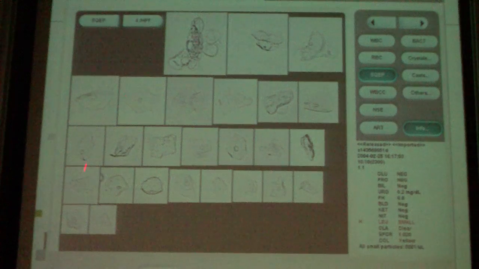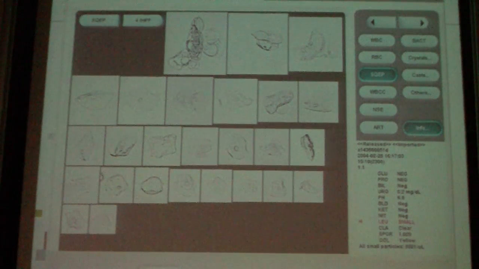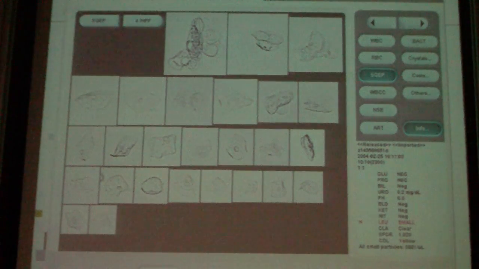For instance, this is what the software detects. This is the automated urine. These are some of the elements you can find. These are all epithelial cells, so that's not very good quality, because you have the lower urinary tract cells present here. You should not see these in correctly voided urine.